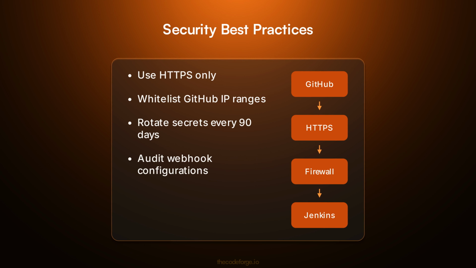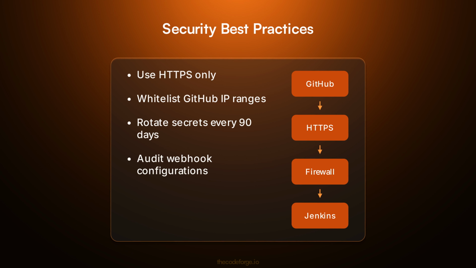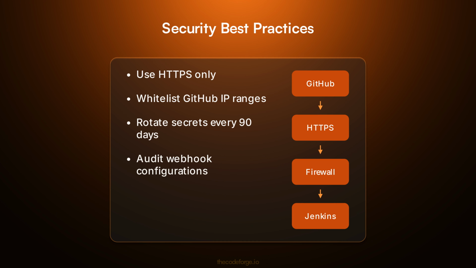Secure your webhook pipeline with HTTPS, IP whitelisting for GitHub's ranges, and regular rotation of secrets and paths. Audit which repositories have webhooks pointing to your Jenkins. Consider using GitHub Apps for more granular permissions.